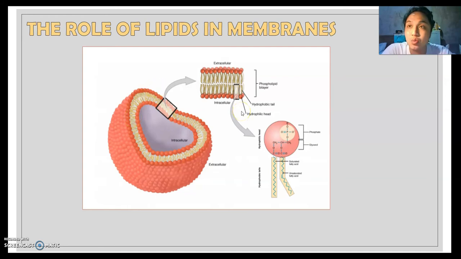So again, as we saw a while ago, your phospholipids, okay, actually form a phospholipid bilayer forming your cell membrane because of the phosphate group and the glycerol backbone. That's why it has a polar head, okay, and then the non-polar tail, which is the fatty acid sides. Okay, so dalawang buntot tapos isang head.